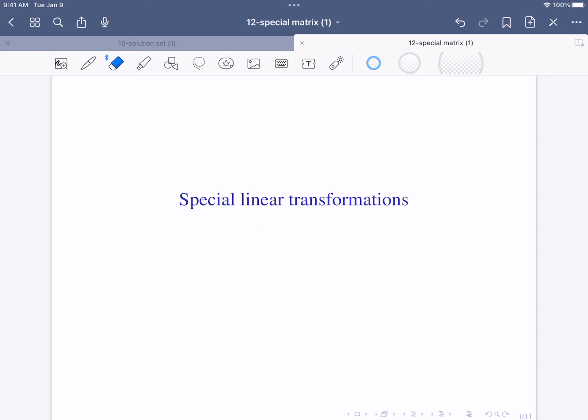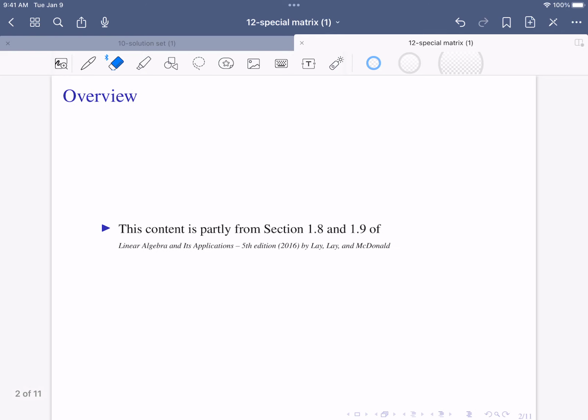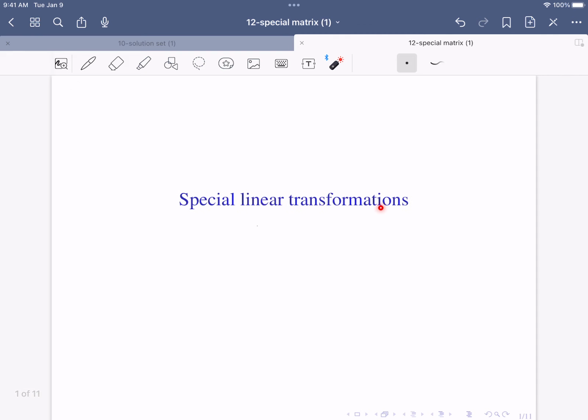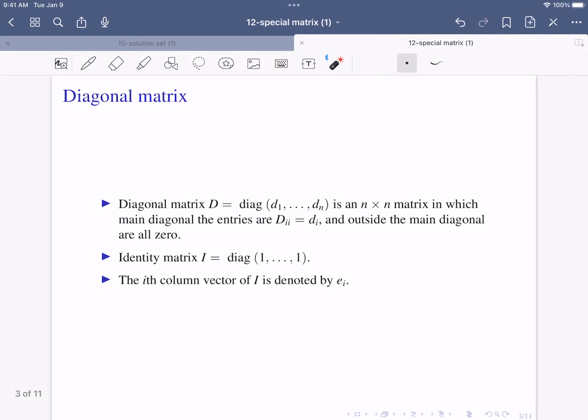Special linear transformations. This part is from 1.8 and 1.9. And in the last part, we can interpret any linear transformation into an appropriate matrix. So here we're going to introduce some special linear transformations, which means we're going to introduce some special matrices and try to interpret their associated linear transformations.